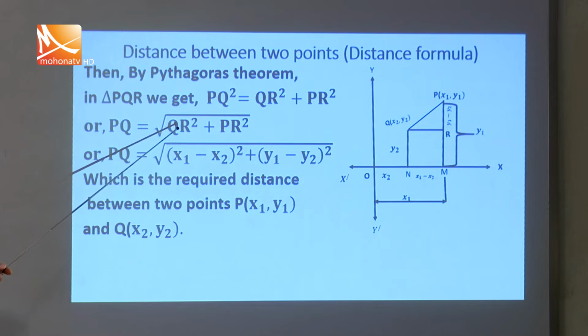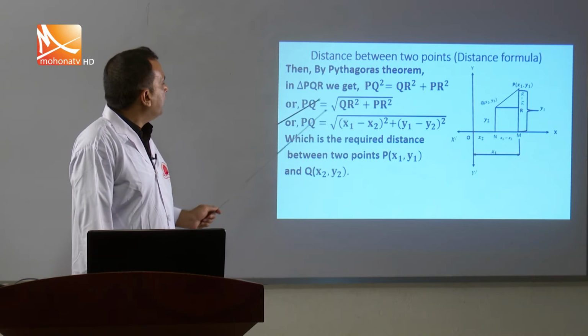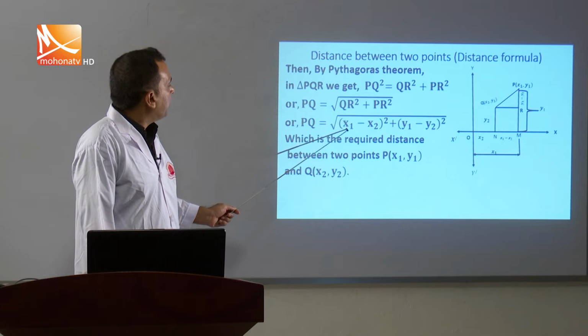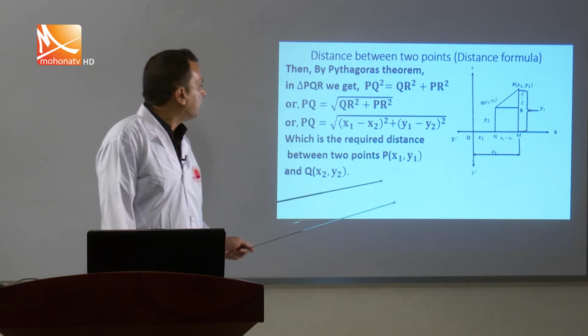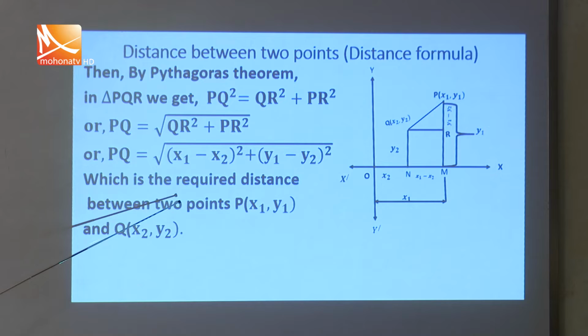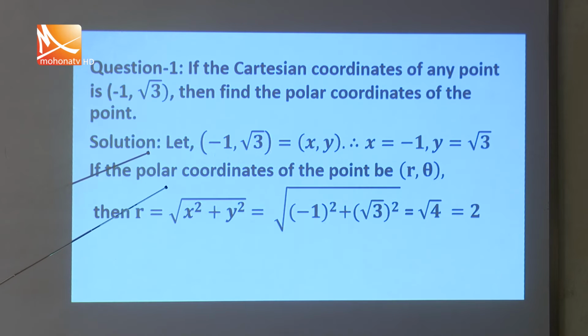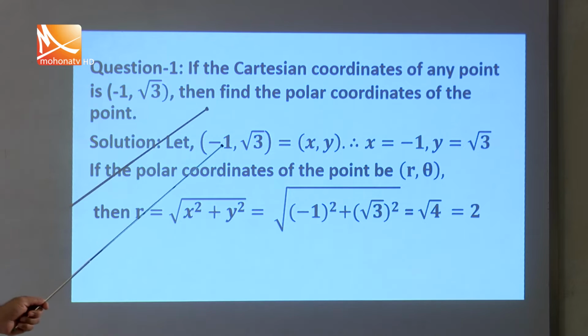Now if we put the values of QR and PR, we get PQ equals square root of x1 minus x2 whole square plus y1 minus y2 whole square, which is the required distance between 2 points P(x1, y1) and Q(x2, y2). Okay. This is the distance formula between the 2 points x1, y1 and x2, y2. Okay. Now we are going to see a mathematical problem.